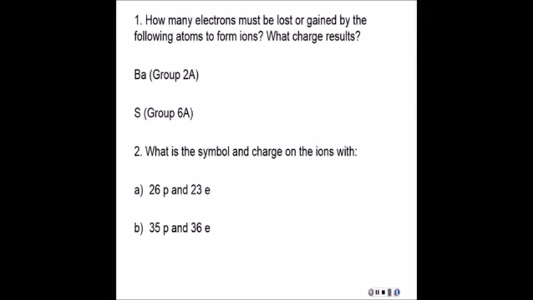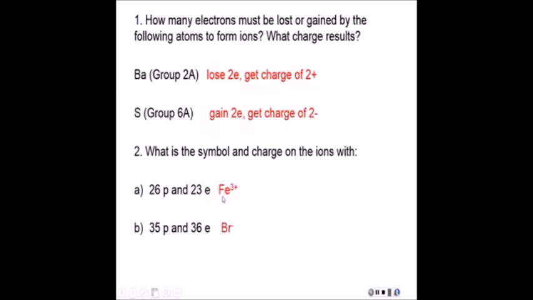Okay, and here are the results. Barium, group 2A, loses 2 electrons and gets a charge of +2, because now they have 2 more protons than electrons. Sulfur in group 6A gains 2 electrons, gets a charge of -2, because now they have 2 more electrons than protons. Question 2, the ion would be Fe. We get that from looking up the 26 protons, that's the atomic number. And then the +3 is because the 26 protons would be +26, 23 electrons would be -23, and so we get +3 for a difference.